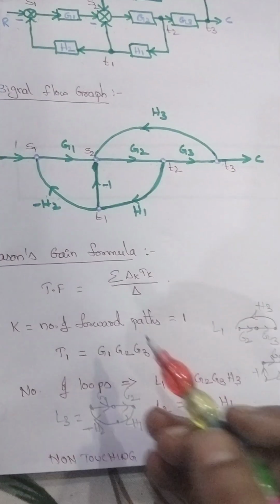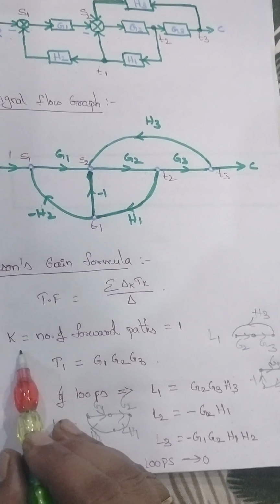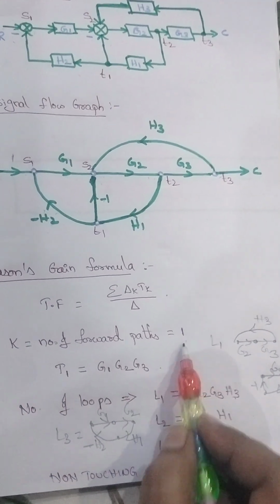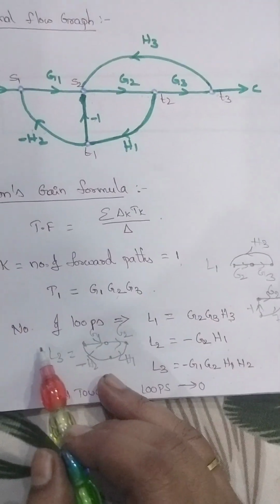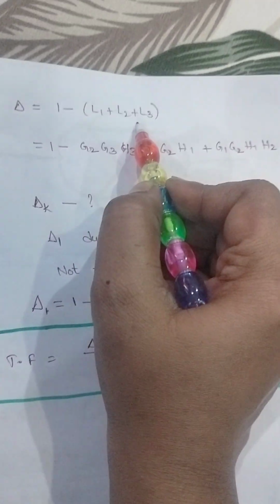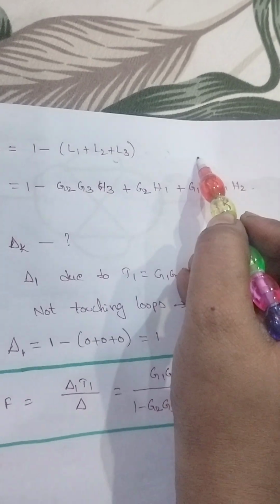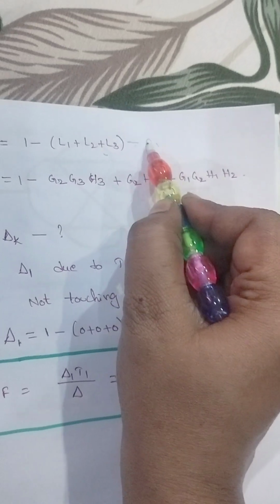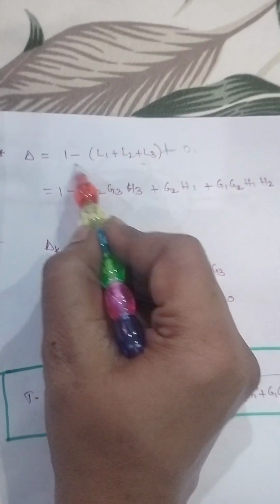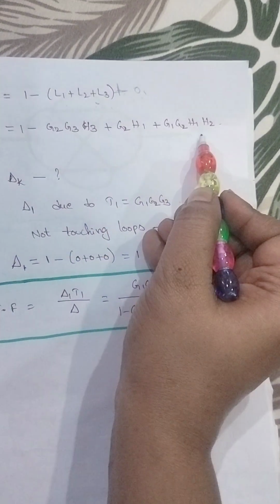Okay, so now according to Mason's gain formula, we have found K equal to 1, number of forward paths 1, that is G1, G2, G3. Number of loops to find the delta value: here are L1, L2, L3, and there are no non-touching loops. That's why delta is equal to 1 minus summation of all individual loops plus summation of products of two non-touching loops and so on. Here those are 0 values. So now 1 minus summation of all individual loops, so here I am placing L1, L2, L3.